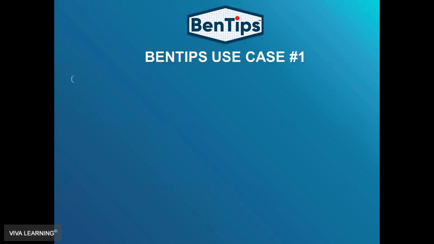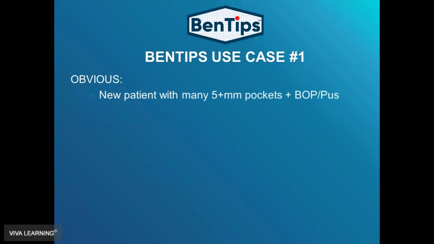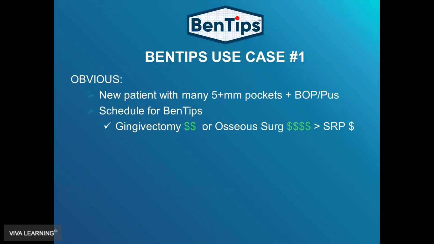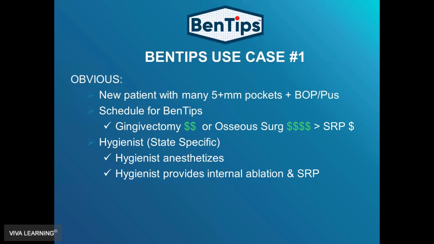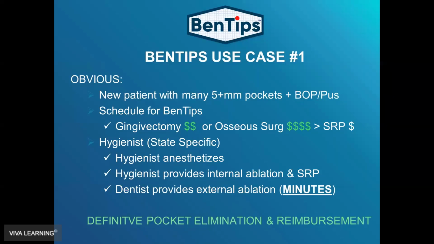So now we're going to go over some use cases. This one is obvious. A new patient comes to your practice, they have deep pockets and signs of inflammation. You schedule them for BenTips, do gingivectomy or osseous surgery instead of scaling and root planing. And depending on the state, our amazing hygienists can anesthetize the case, do the internal ablation and the scaling and root planing, and then the dentist comes in and does a little bit of external ablation. It just takes a few minutes, and then you've done definitive pocket elimination and get reimbursed accordingly.